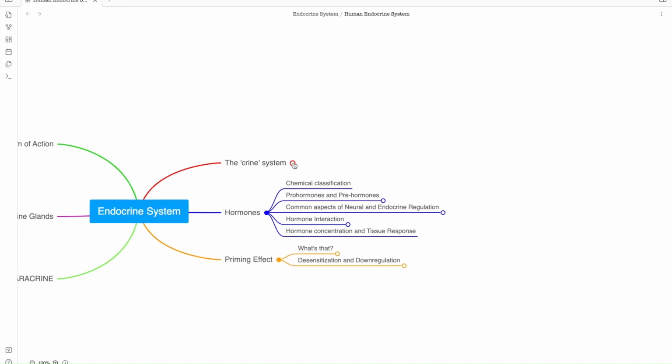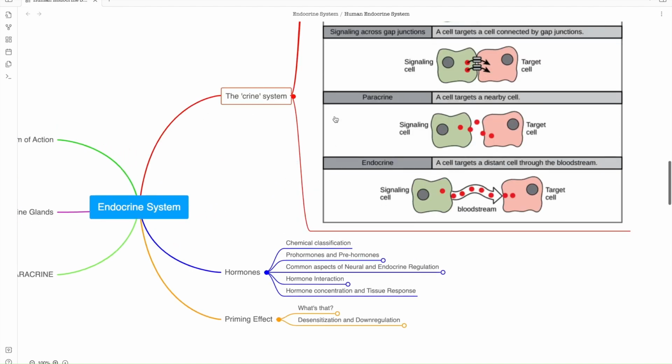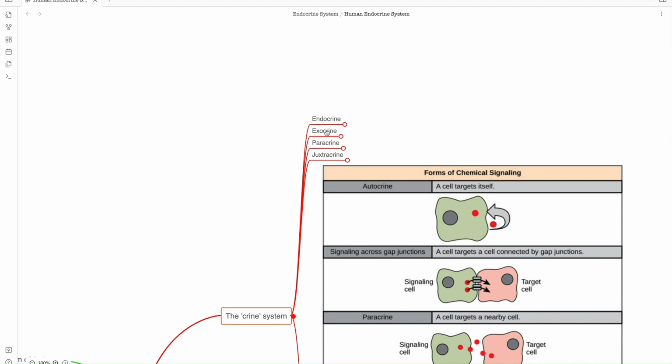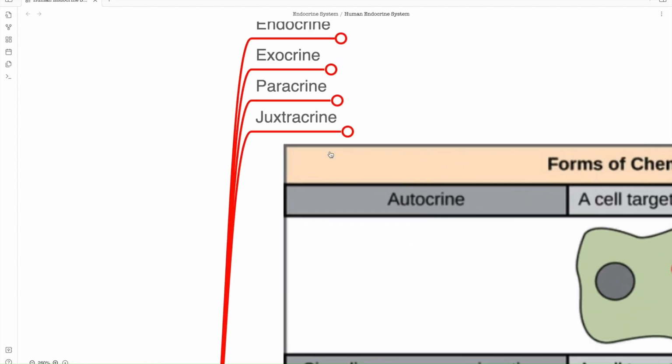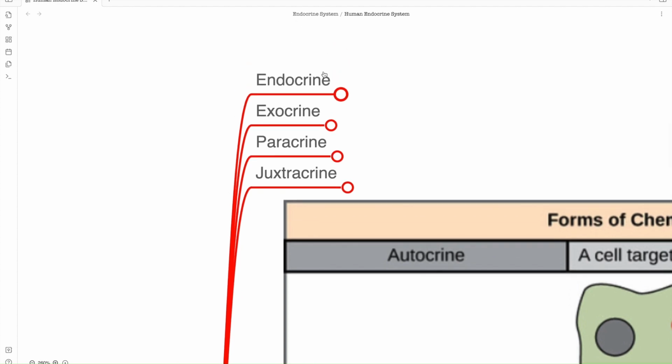So the crine system can be divided into 4 types. First is endocrine, exocrine, paracrine and juxtacrine. So endocrine consists of those glands which don't have any duct, so they are ductless glands, and the secretion from those glands is through the bloodstream, and the target sites are far from the source of those secretions.